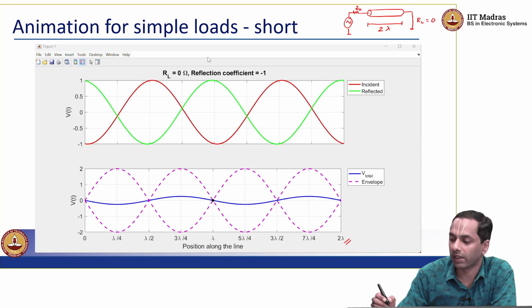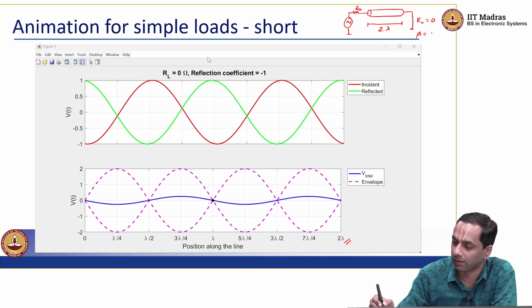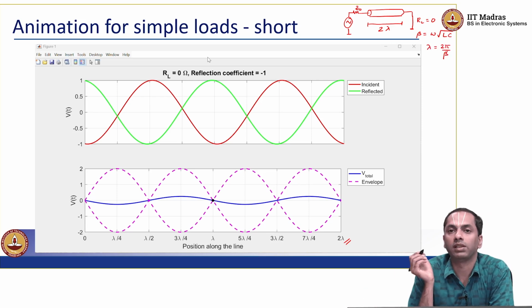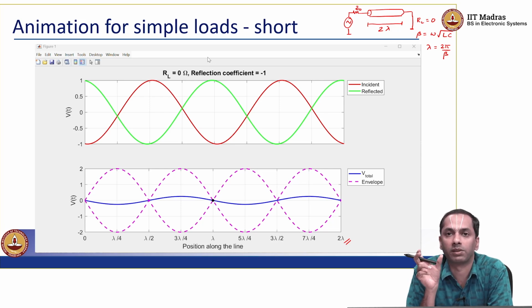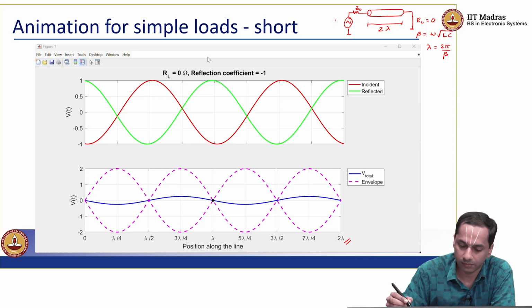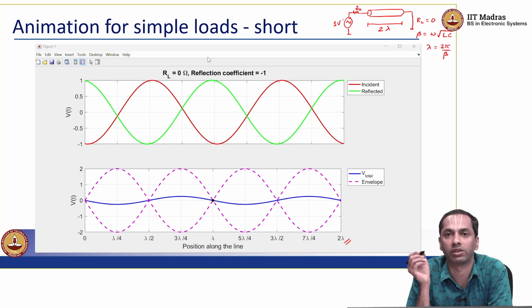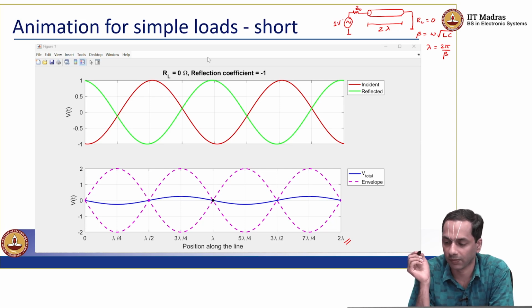Okay. So how would I get lambda? If I know the omega in the problem, I can get beta as omega times square root of LC, and lambda is 2 pi by beta. So I have taken a very specific length of the transmission line, 2 lambda. I have connected a generator voltage of 1 volt amplitude, so it is 1 volt cosine of omega t.